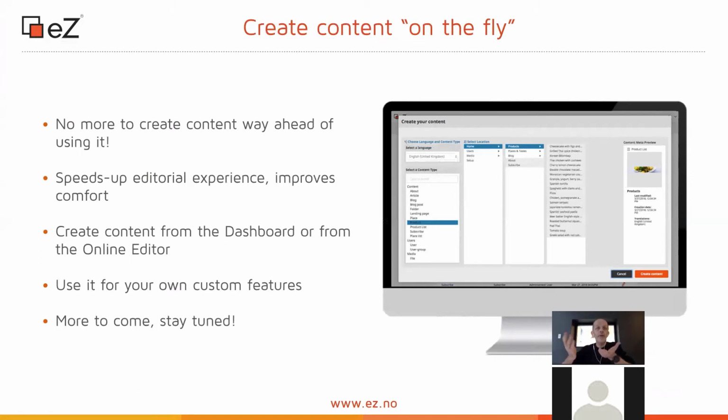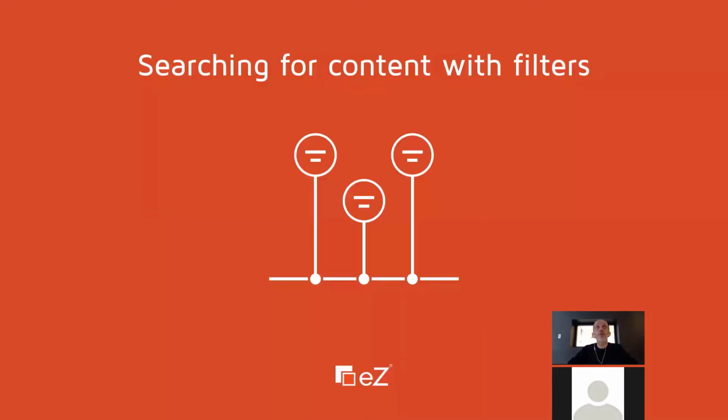So Content on the Fly is basically saving editors a lot of time, removing a lot of clicks, and letting them be more efficient and more productive with the platform, which is one of the main things we want to improve now on the platform. So that's Content on the Fly. It's one of the many editorial features that we brought.